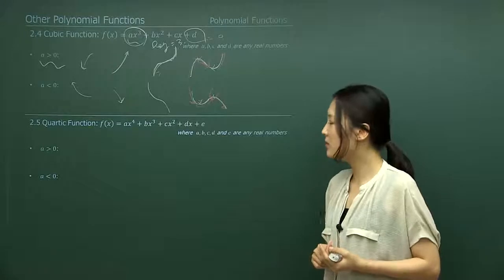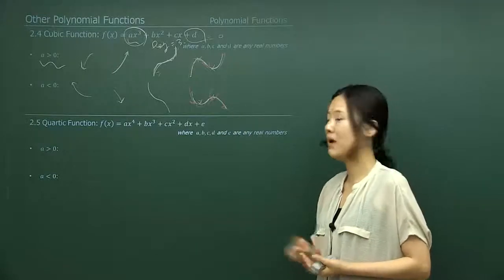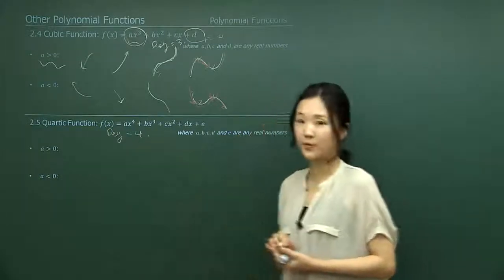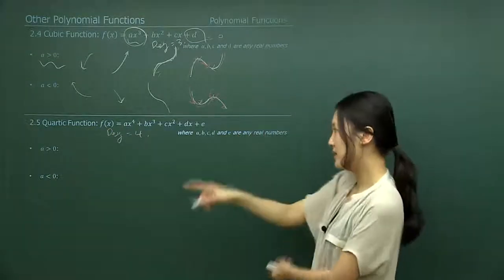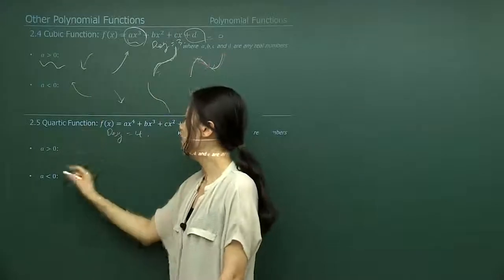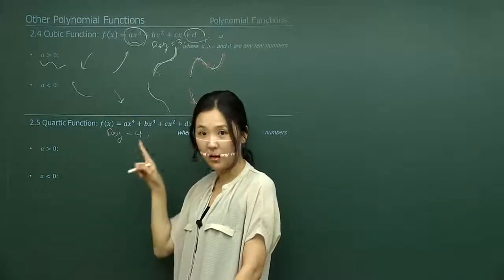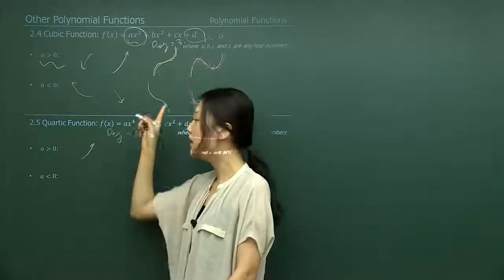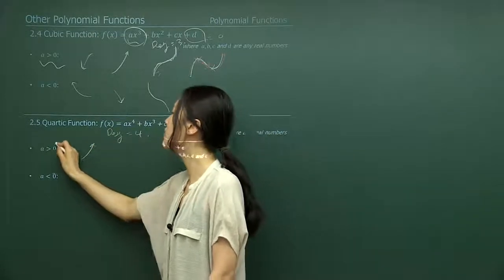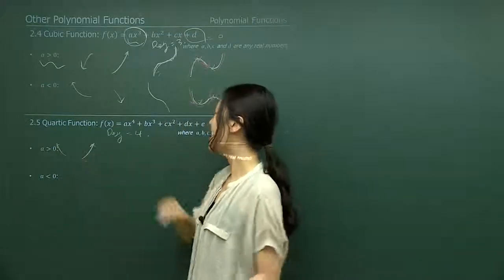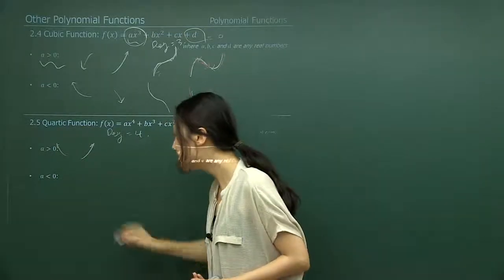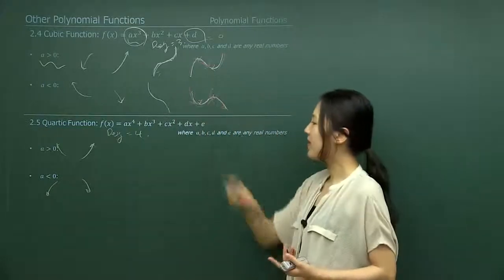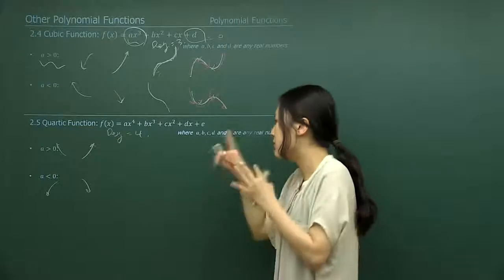Okay, now let's talk about quartic functions. Quartic functions have a degree of 4. And as above, if your a is positive, then it will be rising as it goes to the right. But funnily, it also rises to the left. If your leading coefficient is negative, it falls and falls. Isn't that interesting?